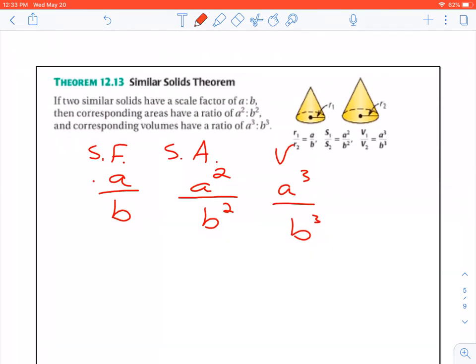So, as we talked about in the opener, if two similar solids have a scale factor of A to B, their corresponding areas have a ratio of A squared to B squared. Their corresponding volumes have a ratio of A cubed to B cubed.